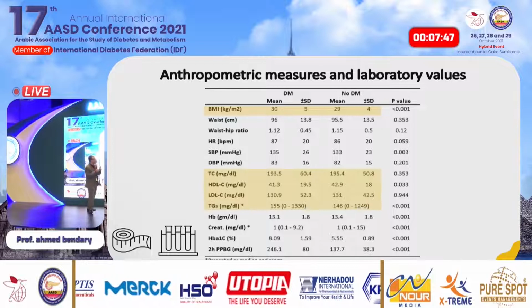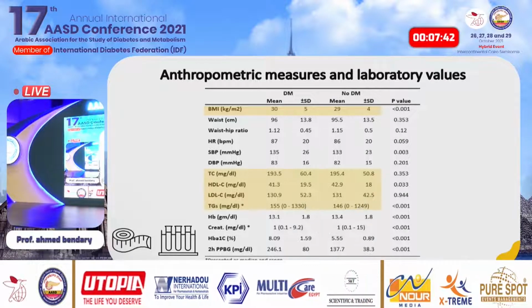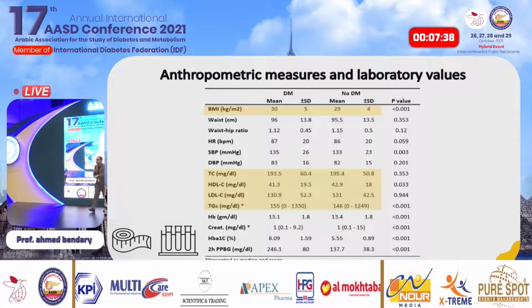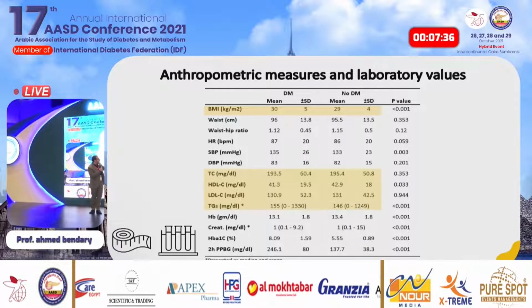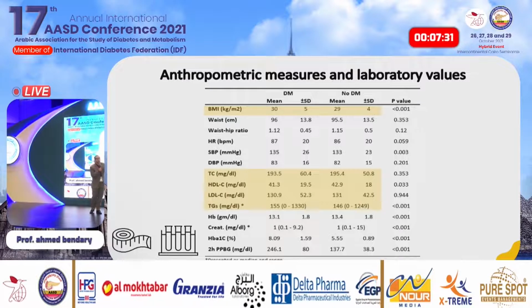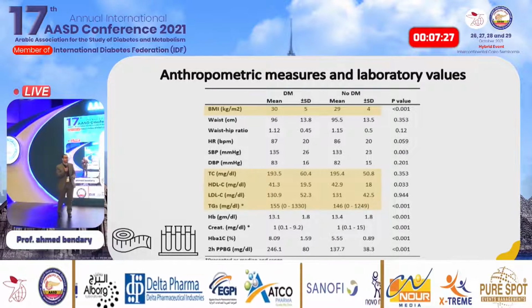But when it comes to looking at triglycerides, and we know that hypertriglyceridemia is a very important component of what's called the diabetic dyslipidemia, you will find that triglyceride levels in diabetics were significantly higher compared to non-diabetics. And this is important. Why is it important?